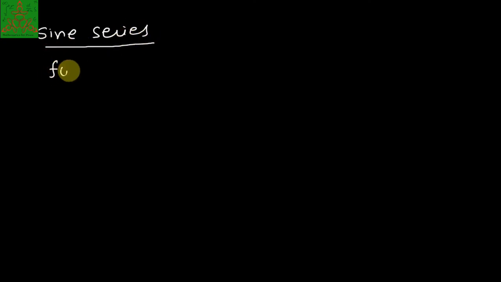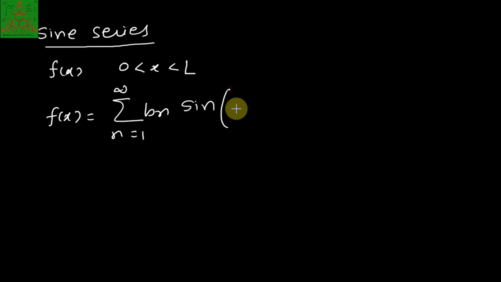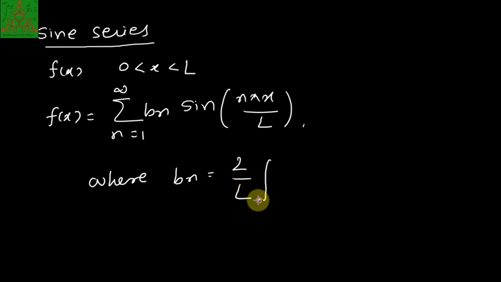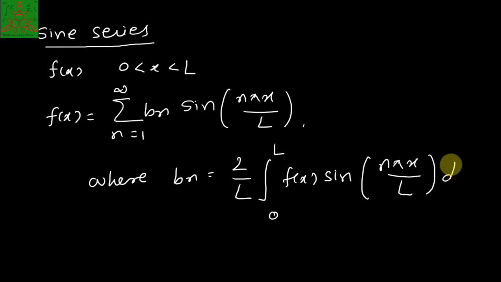Here your function f of x is given in the interval 0 to L. When we extend this function as a reflection with respect to the origin, that means we are extending our function as an odd function in the interval minus L to L, which can be described as f of x is equal to summation n running from 1 to infinity d n sine n pi x upon L, where this value of d n is 2 by L integration from 0 to L f of x sine n pi x upon L dx.